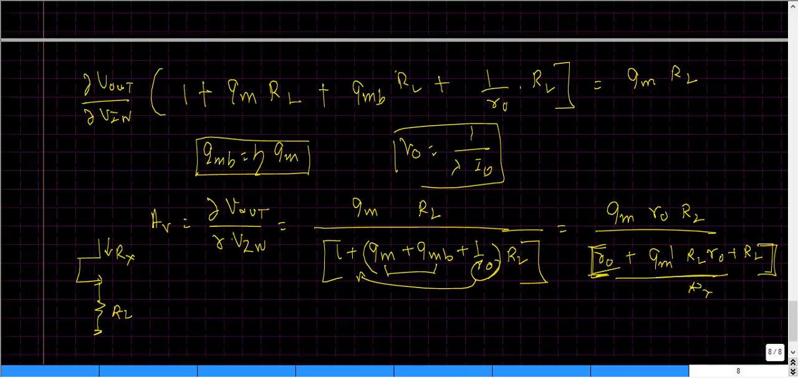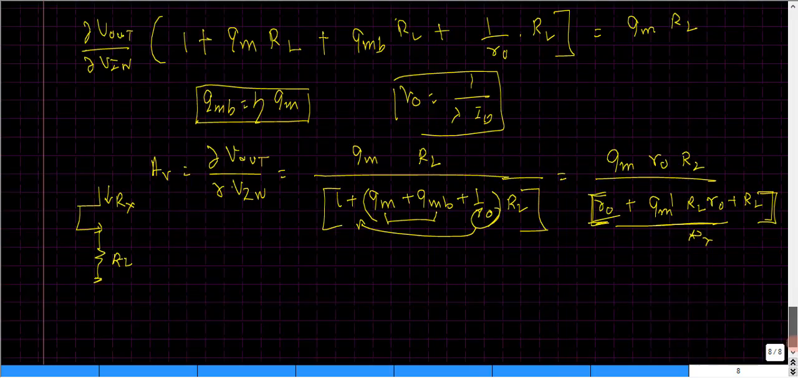Now let us try to simplify this expression in order to gain some intuition behind this particular gain expression. So the very first assumption that we are going to make is lambda equal to 0, and the body effect also we will consider to be nil.